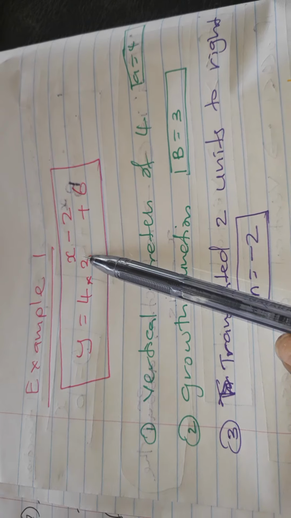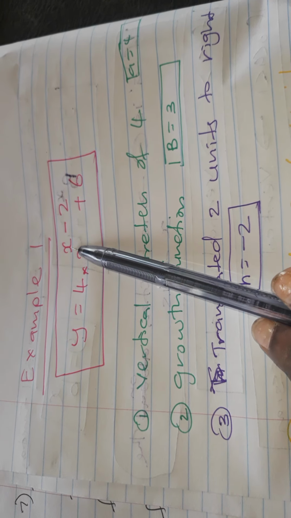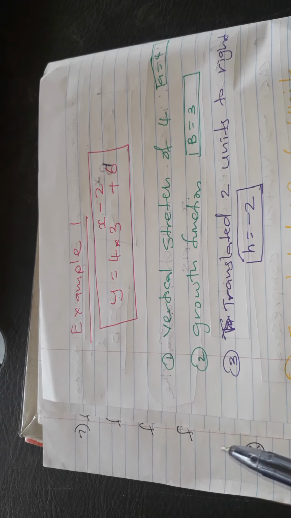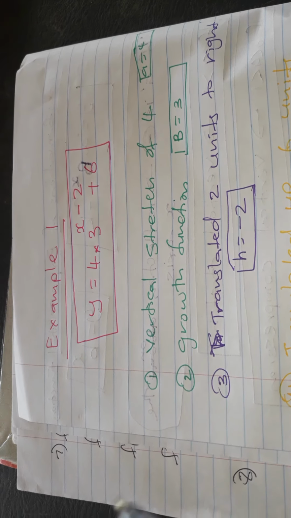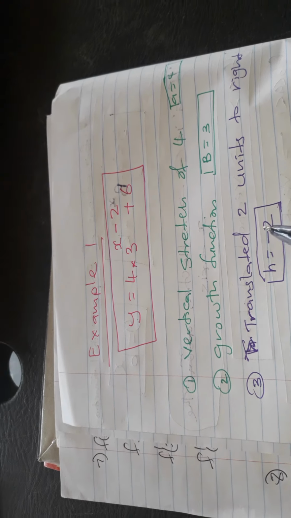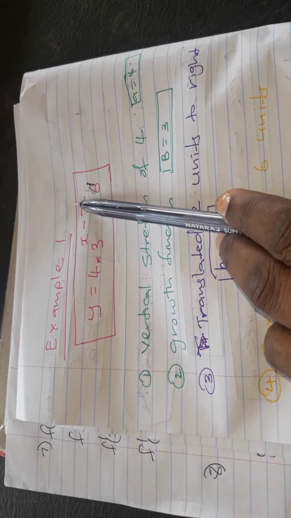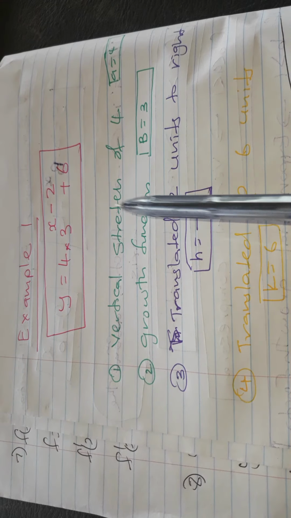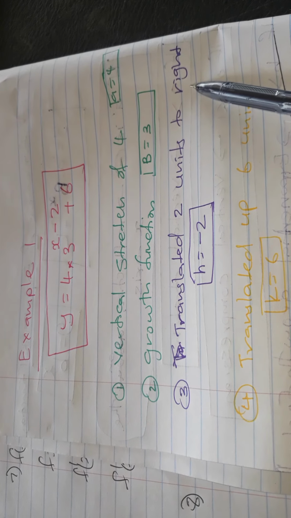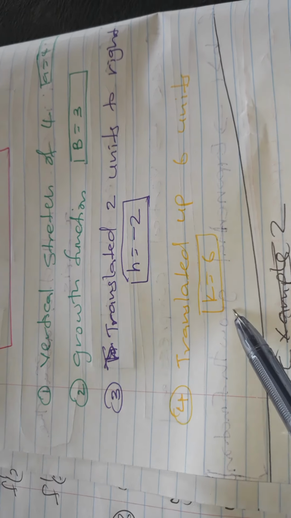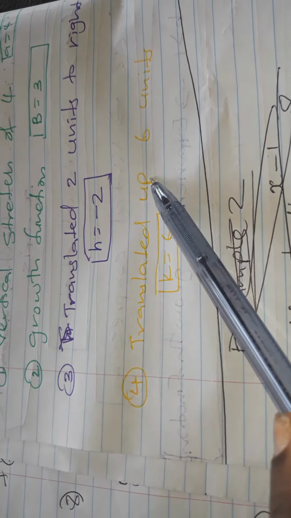Then since this is a positive whole number greater than 1, it's an exponential function, right? That means it's a growth function, right? Okay, this minus 2 will mean I will shift my graph 2 units to the right. There you go, 2 units to the right. And this plus 6 means we will shift the entire graph 6 units up.